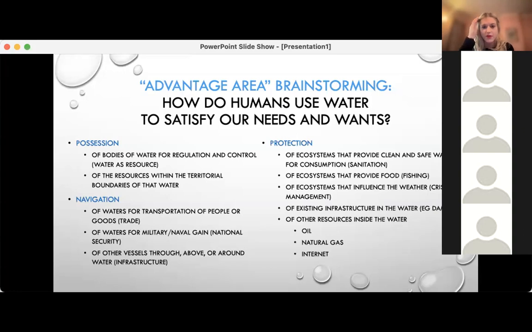And then finally, protection. So this encompasses a lot of what you all had thought of, like protecting ecosystems that provide this safe and clean water for us, because water is a fundamental human resource for life. Not only do we need it for drinking, we need it for cooking, and we also need it in order to stay clean. So these are some of the basic needs of humans. And living in Michigan, we actually are privileged in having one of the best sources of fresh water in the world.